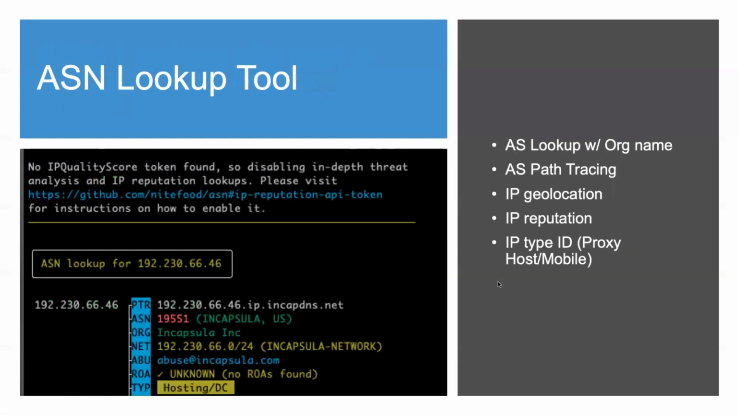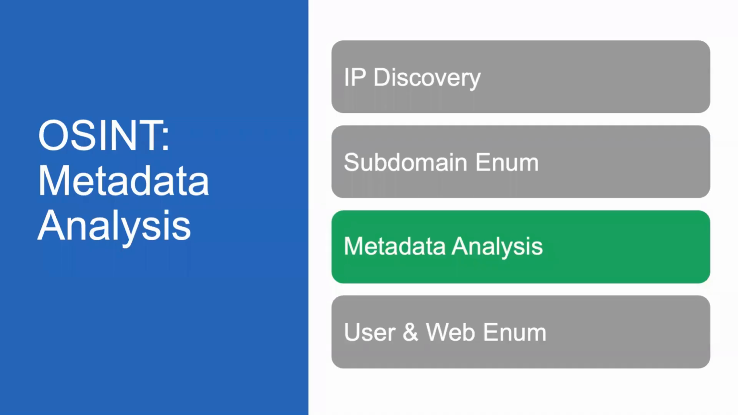This is a cool ASN lookup tool. I'll have the link at the end of the talk for this one. Basically, it tells you stuff about the individual IP when you do an ASN lookup on that IP: who it belongs to, what network block it belongs to, who the point of contact is. Let's see here, reputation status, if it's like a Tor node or a known bad actor, and then the type of IP it is, like is it a proxy host, a mobile device, that kind of thing. So that's a cool trick for individual lookups using ASNs.